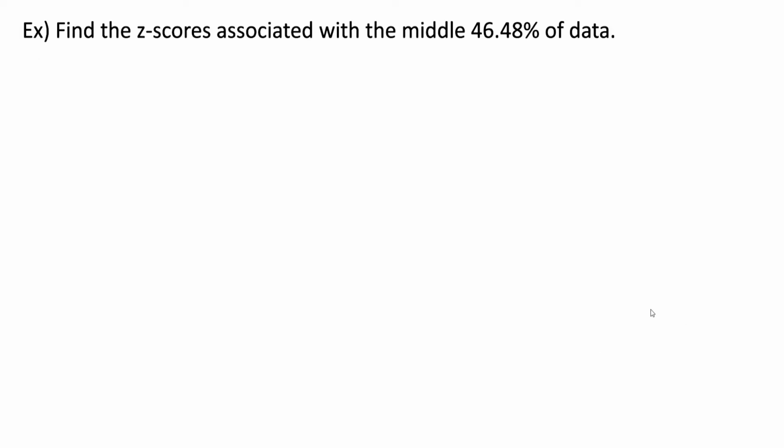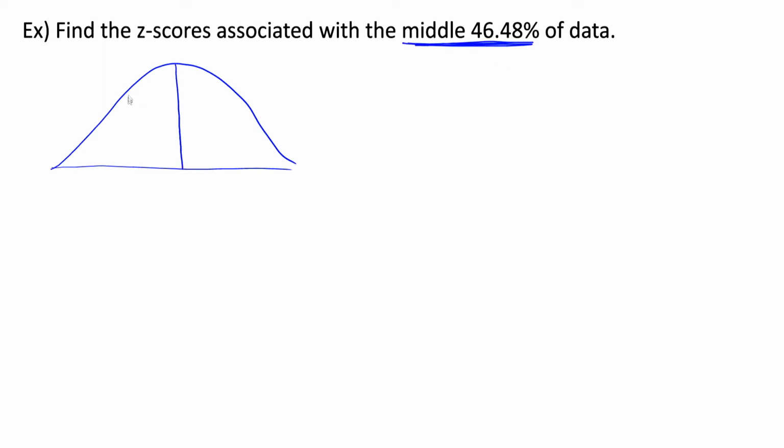Let's look at another example. Here we want to find the z-scores associated with the middle 46.48% of the data. The first thing we need to do before we can figure out how to use the calculator or the tables for this is draw a picture. So they said middle chunk of data, so that means we have a negative z and a positive z.